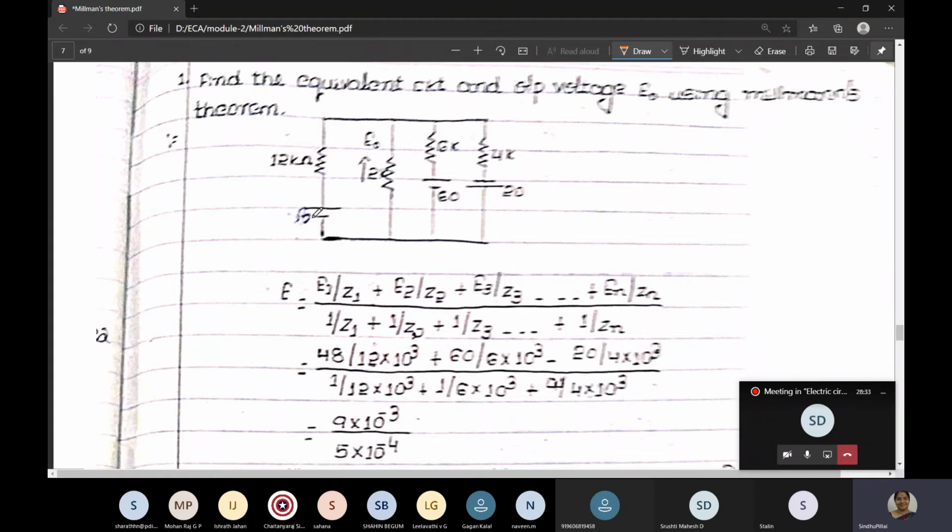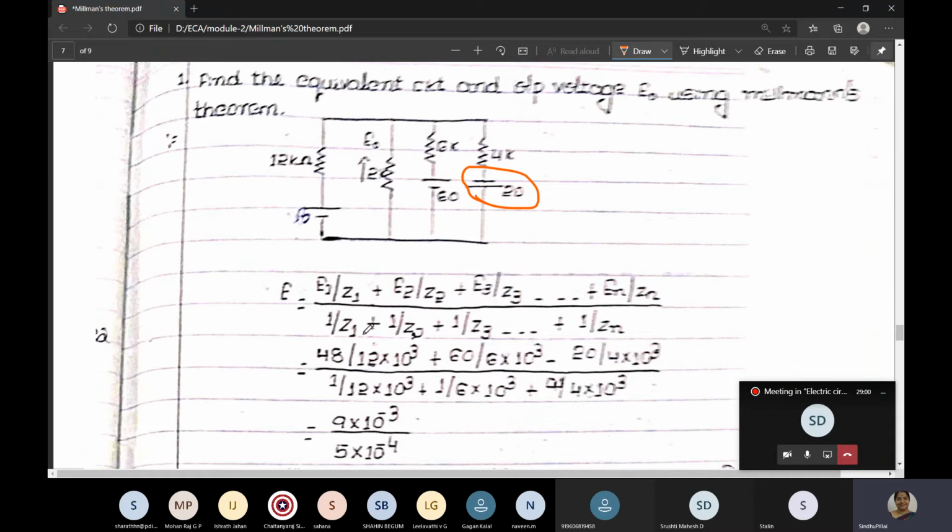Fine. See, you should check the polarity of both of these. This is positive negative, this is positive negative. This polarity is different again, it is negative positive, so you have to write minus. If you write minus for both of these, you have to write this plus. Any one thing should be followed. Here I have written plus 48 and plus 60, so this will be written as minus 20 divided by 4 into 10 power 3.